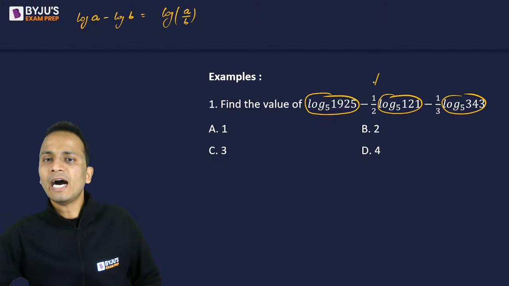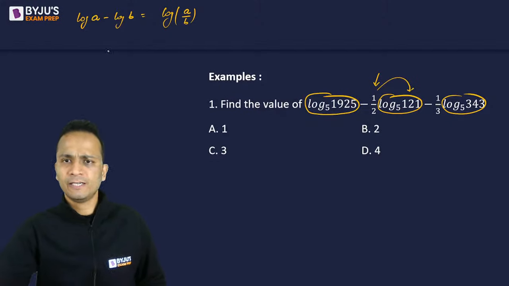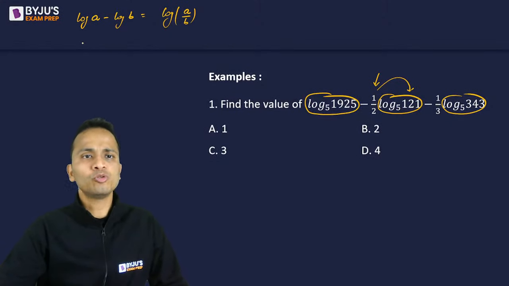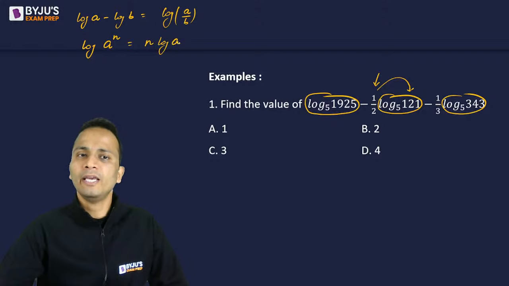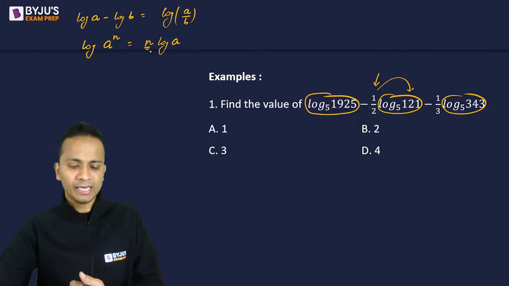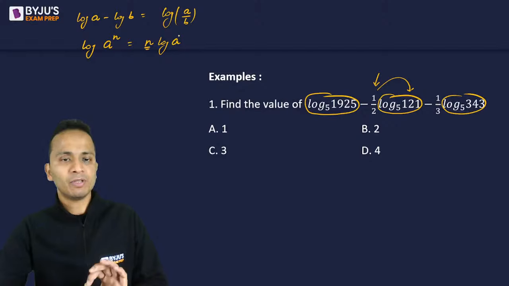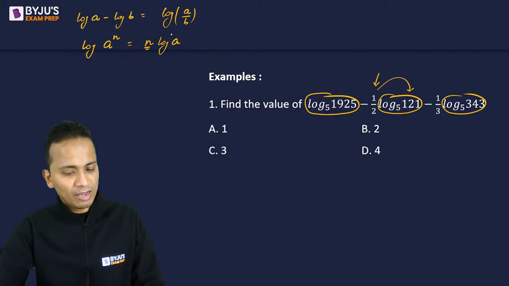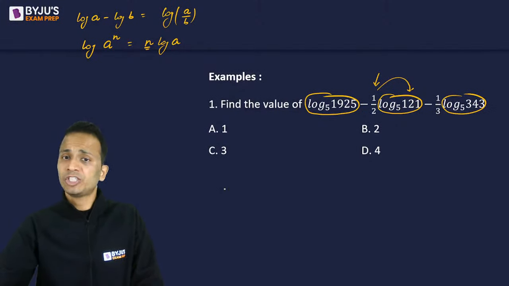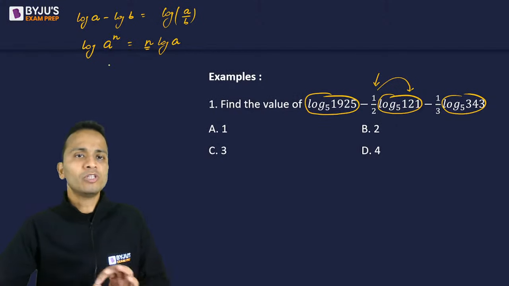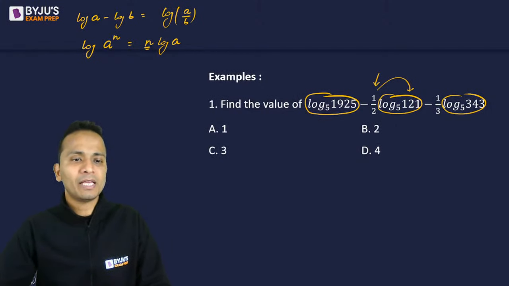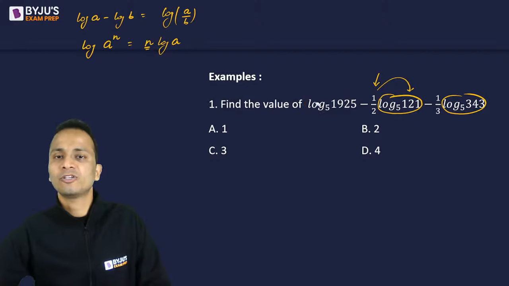Now, as you can see, there is a half at this place, so this half can become the power of 121. Also I'm going to use another property: log of a raised to the power n can be written as n log a. So if n is multiplied in front, then n will become the power of a. So Sai, you have given the answer option A. Let's check if it is the correct answer or not. So these are two properties that will be applicable in this question.